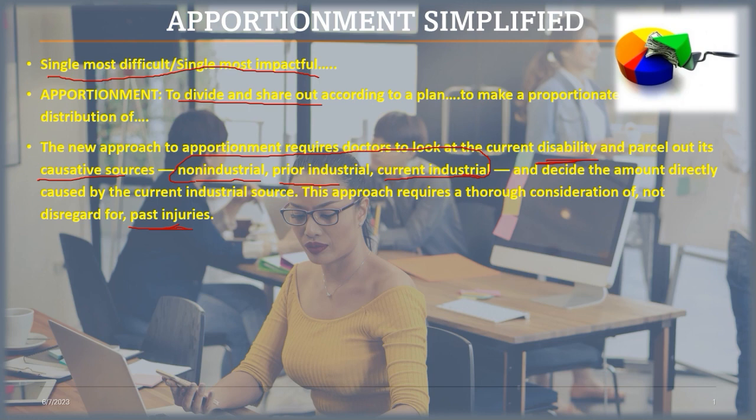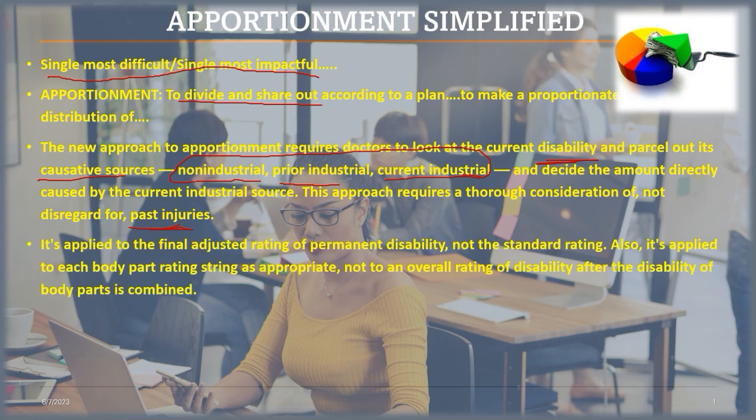And then the parties take our determination of the causes and they allocate various percentages that tell them how to distribute and make a proportionate distribution of the costs of that impairment or of that disability. Now, it's important for us to understand that apportionment is applied to the final adjusted rating of permanent disability, the final adjusted rating, not the standard rating.